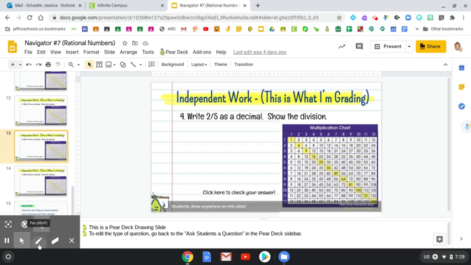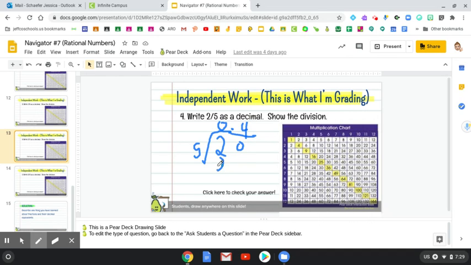All right, 2/5. 2 inside, 5 outside. 5 cannot fit into 2. I add a decimal and bring in my 0. 5 fits into 20 4 times. Evenly. There's no leftover pieces. I get to a 0, so my final answer is 0.4.